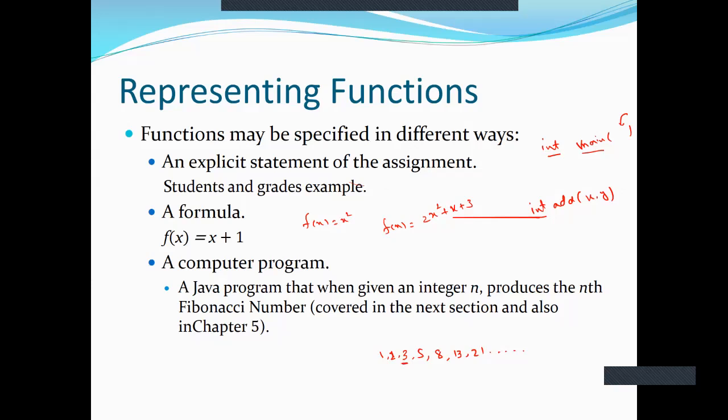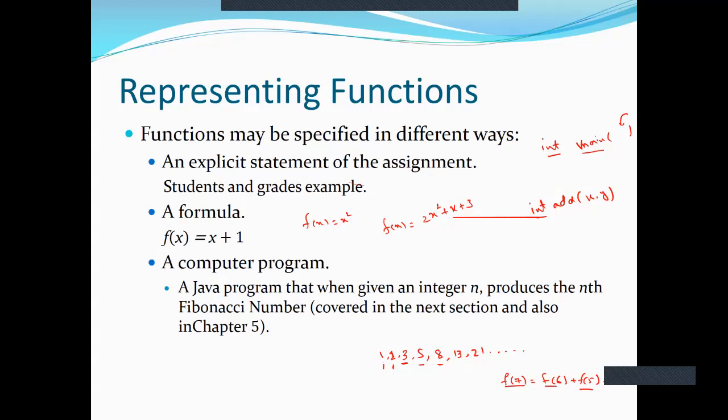So for example, the third Fibonacci number is the sum of the first Fibonacci number and the second Fibonacci number, right? So that is 1 plus 2 is 3. And the fifth Fibonacci number is the sum of the third and fourth Fibonacci numbers, 3 plus 5 is 8. Similarly, if I want to find the seventh Fibonacci number, that is nothing but Fibonacci of 6 plus Fibonacci of 5, right? So this is how they are formed. So that's the seventh Fibonacci number.